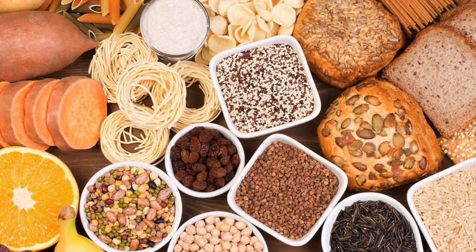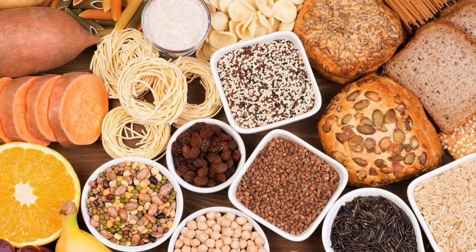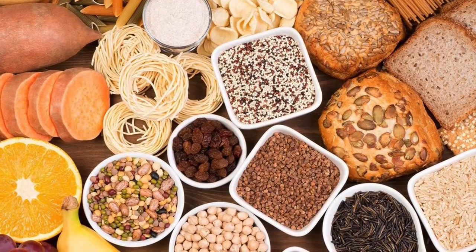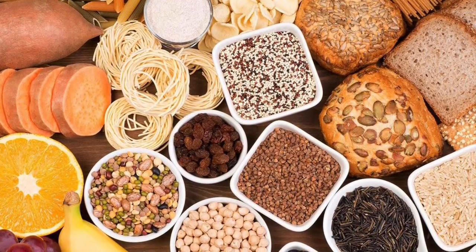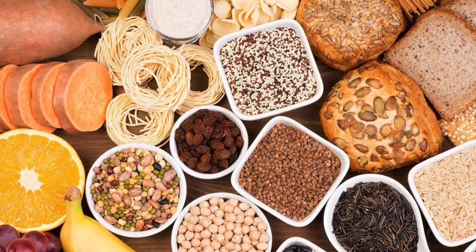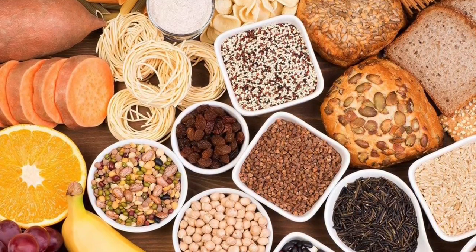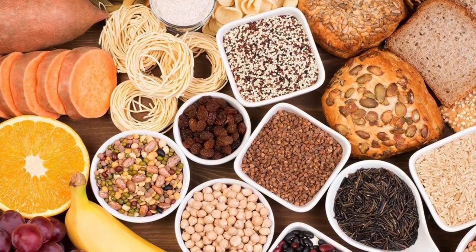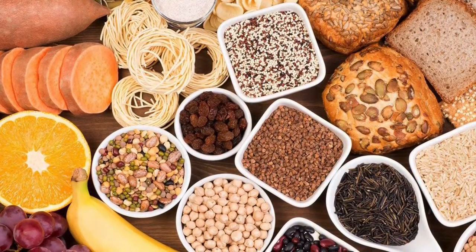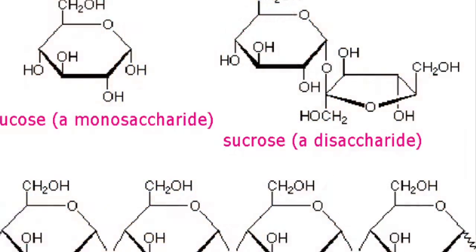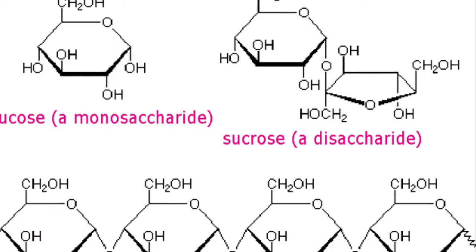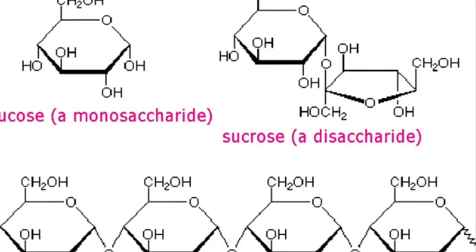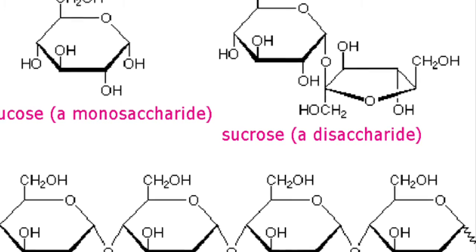Okay, now moving on to carbohydrates. They are found in foods such as bread, fruit like banana and orange, yogurt, milk, starchy vegetables, and more. They are stored as glycogen in the liver and starch in plants. Main types of carbohydrate: monosaccharide, disaccharide, and polysaccharide.